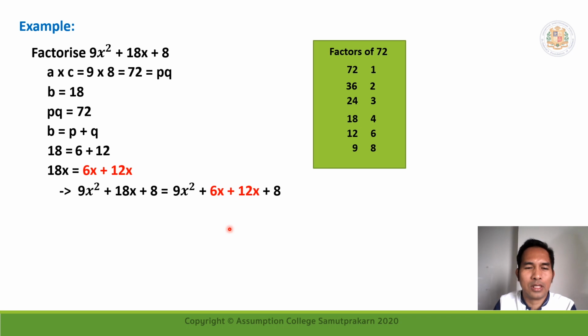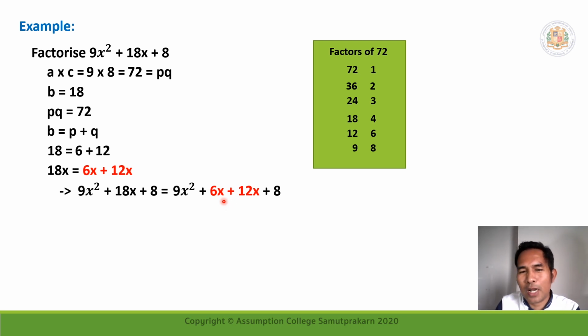Okay, so you look at this one: 9x squared plus 6x plus 12x plus 8. Again, this replaces the middle term, 18x. We don't change the first term and the last term. We only change the middle term.